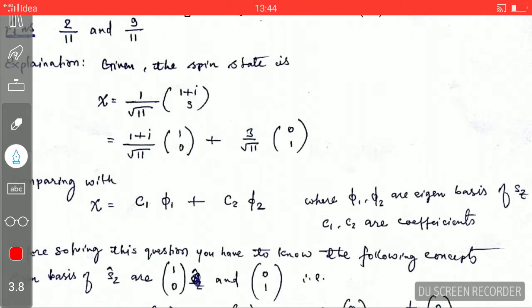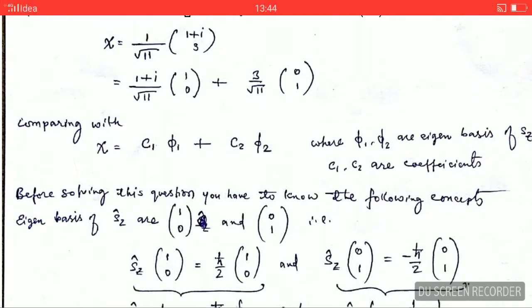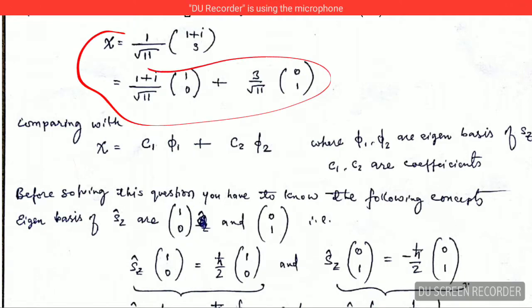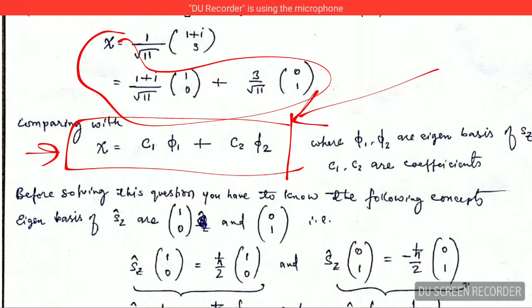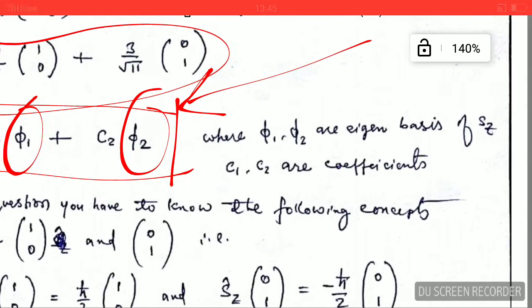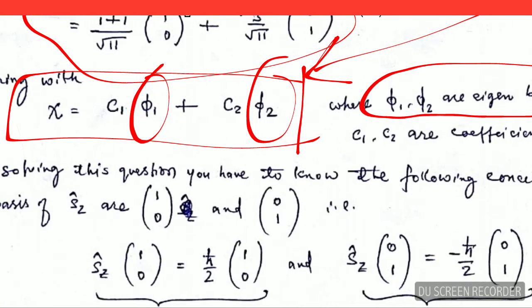Now our next step towards solving this question is that you have to compare this equation with this equation. So you can write this equation. In this equation, as you are looking at, these phi 1 and phi 2 are the eigenbases of Sz, and this c1 is the coefficient of phi 1, c2 is the coefficient of phi 2.